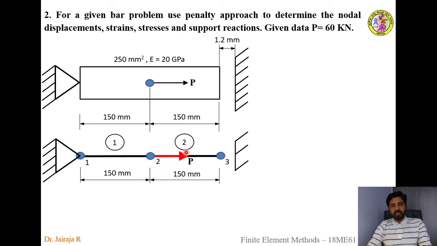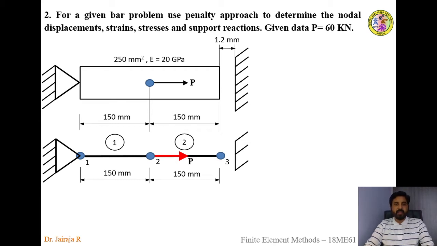Due to this application of load, first we need to check whether this bar is going to touch the wall or not. So there are two cases. If it is touching the wall, we need to consider how to apply the boundary condition and solve the problem. If it is not touching the wall due to the application of the load, then we can neglect the wall and solve like the previous problem.